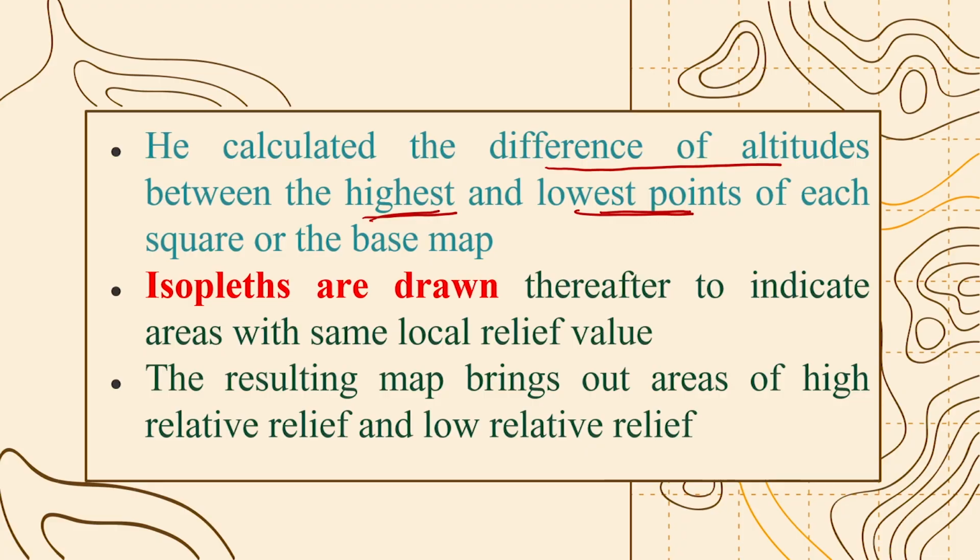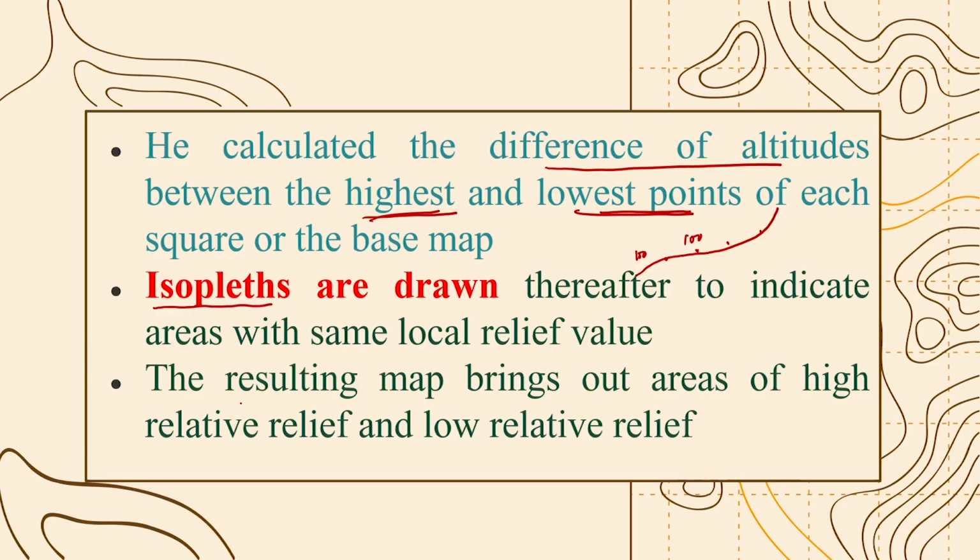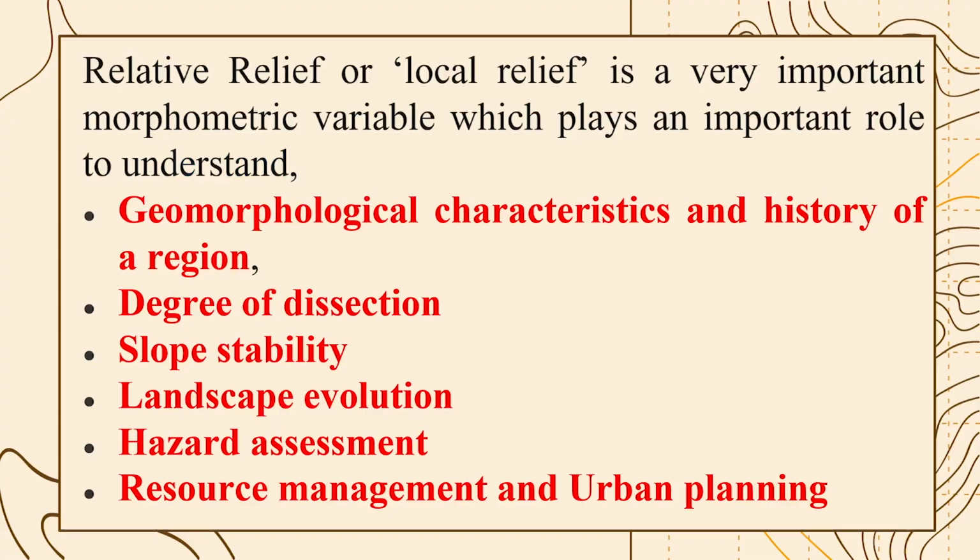Once he had calculated, he entered the values manually and connected them with the help of isoplates. Isoplates are nothing but, if there are points here of the same value, say this is 100, this is 100, when we connect all these, this forms a line, and we call it an isoplate. Once he drew the isoplates, the resulting map he gave was the relative relief map with the maximum relief and the minimum relief within it. So, why do we need to understand what relative relief is?